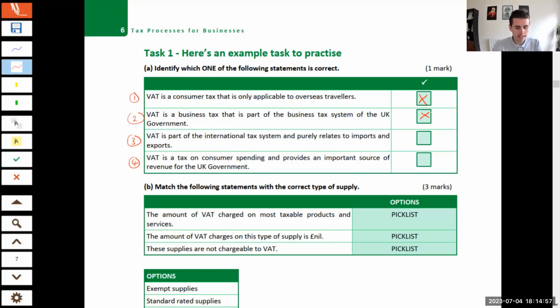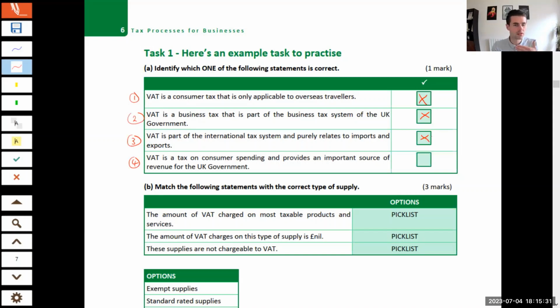Again, we can just start to join some dots here in a minute. Number 3, VAT is part of the international tax system and purely relates to imports and exports. Now, again, that is a half-truth. VAT is part of the international tax system. Well, to a degree, we do deal with imports and exports, as I'm sure you guys are aware of at this stage, but does it purely relate to those things? Well, no. Again, it's a consumer tax, isn't it? It doesn't purely relate to imports and exports. It's not purely based on international trade. So that statement, again, just isn't correct.